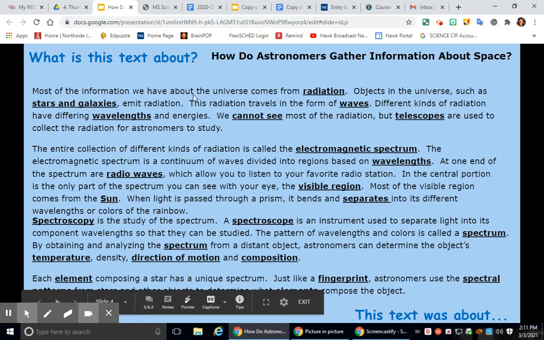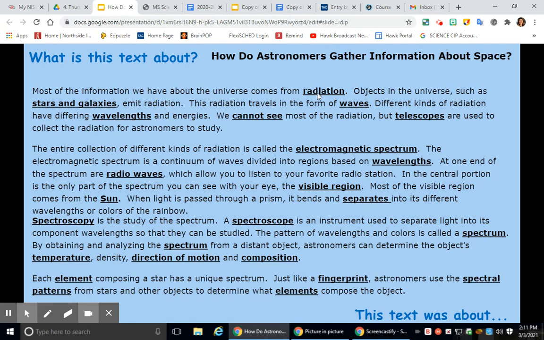Most of the information we have about the universe comes from radiation. Objects in the universe, such as stars and galaxies, emit radiation. Radiation travels in the form of waves. Different kinds of radiation have different wavelengths and energy. We cannot see most of the radiation, but telescopes are used to collect the radiation for astronomers to study. The entire collection of different kinds of radiation is called the electromagnetic spectrum.